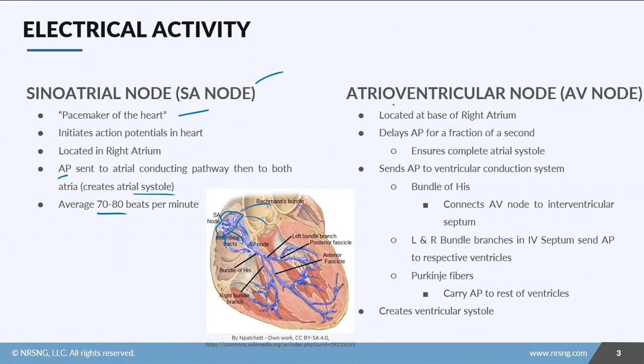Now, the atrioventricular node is located down here, at the base. And what happens is there's going to be just a slight delay of the action potential for a fraction of a second. So you get the action potential at the SA node, both atria contract, and then the action potential is sent down into the ventricular conduction system.